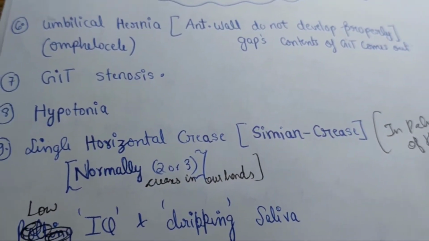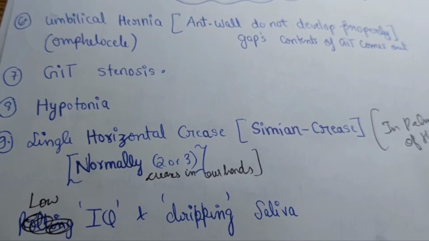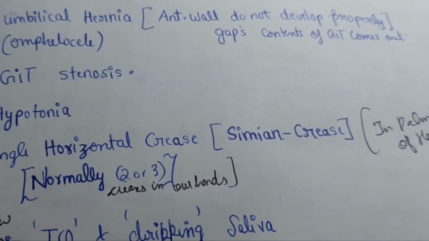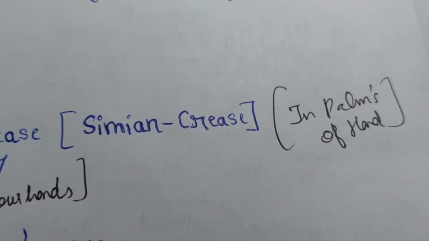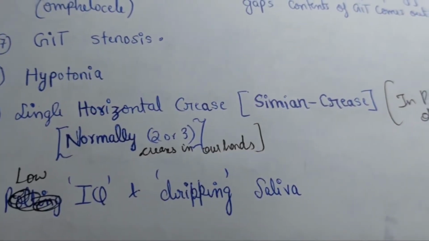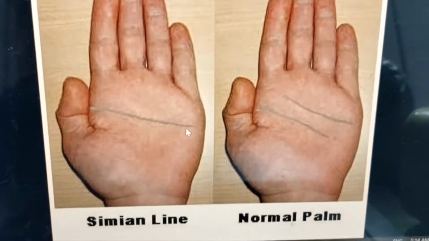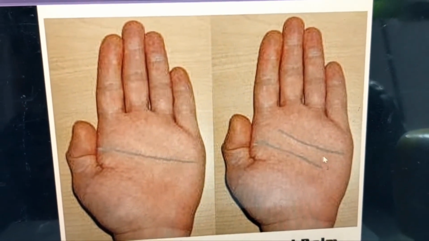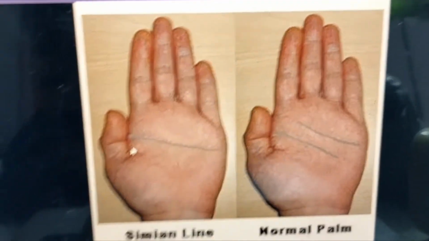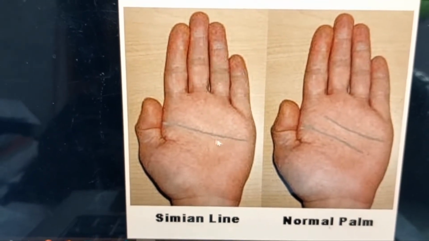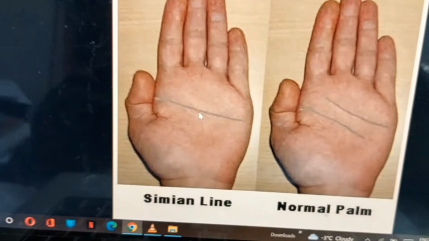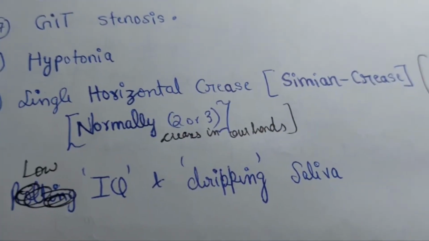Normal hands actually have 2 to 3 creases, okay. But patients with Down syndrome have just a single crease, and that crease is called the simian crease. It is seen in the palm of the hands. Here we can see a normal palm which has 2 or 3 creases, whereas here there is just one crease. This is a Down syndrome hand, and this is called the simian line or simian crease.